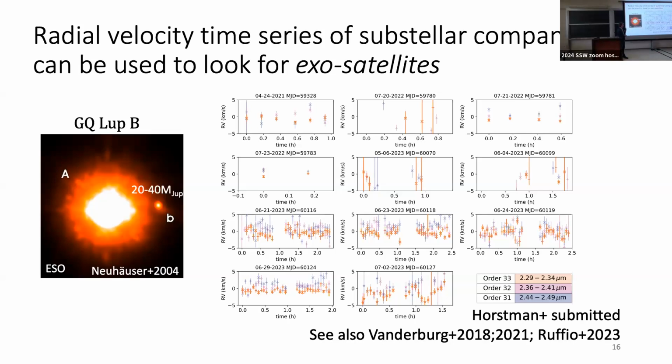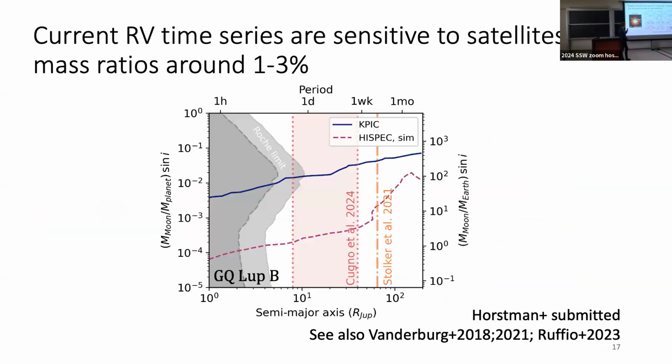And so this is an example for GCLUB B, a low mass brown dwarf, with an instrument called KPIC at Keck, not so new anymore, with a resolution of 35,000. So Caitlin in the room was able to measure the radial velocity of that companion over like 11 different epochs. And by combining all of that, we are sensitive to satellites down to a mass ratio of about 1 to 3% at the separation equivalent to the Galilean moons in the solar system.